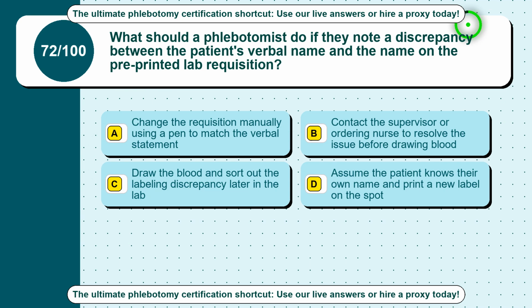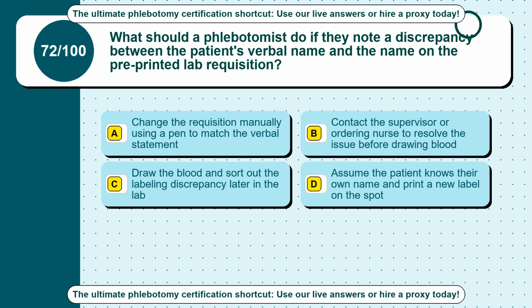Question 72. What should a phlebotomist do if they note a discrepancy between the patient's verbal name and the name on the pre-printed lab requisition? Option A. Change the requisition manually using a pen to match the verbal statement. Option B. Contact the supervisor or ordering nurse to resolve the issue before drawing blood. Option C. Draw the blood and sort out the labeling discrepancy later in the lab. Option D. Assume the patient knows their own name and print a new label on the spot.